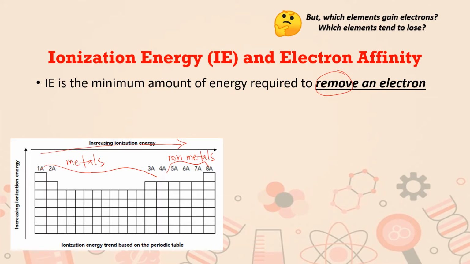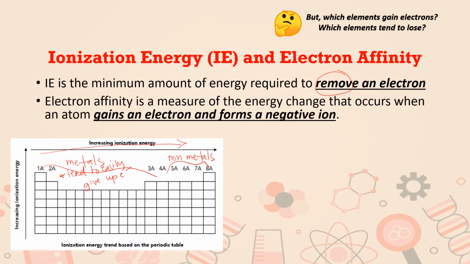So if this is the trend, therefore, the metals tend to easily give up their electrons because they have low ionization energy. The other term is electron affinity. This is a measure of the energy change that occurs when an atom gains an electron and forms a negative ion. So this time it's the gaining of an electron.